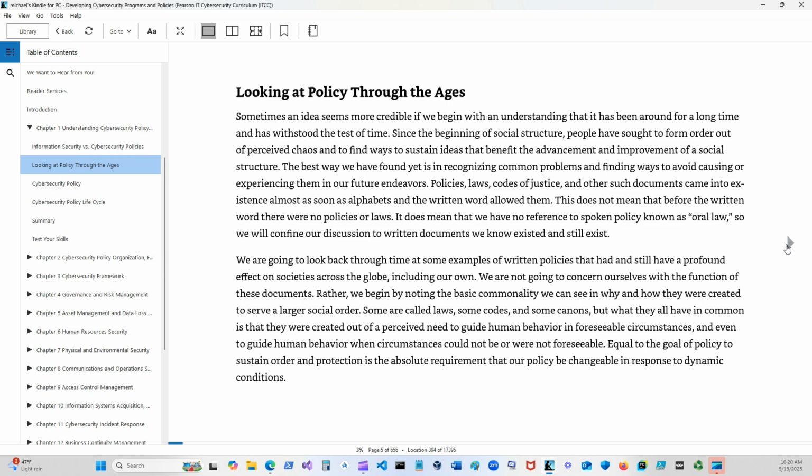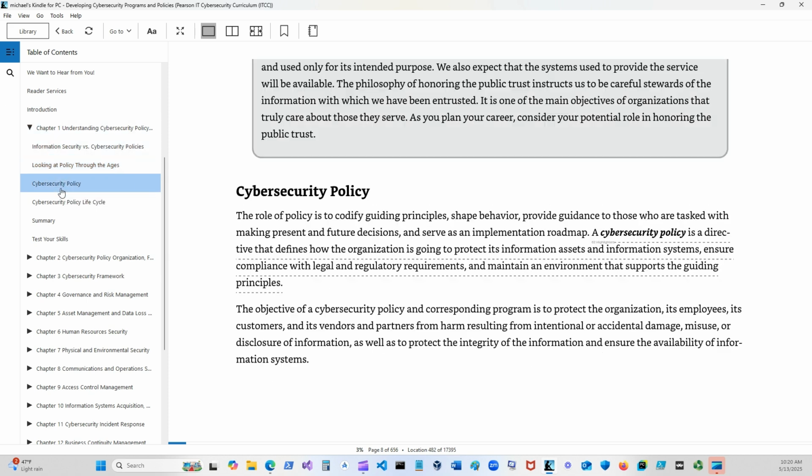Okay? So this always goes, these books, every great book always gives you a little history, right? You always start with a little bit of history. We're going to skip that.